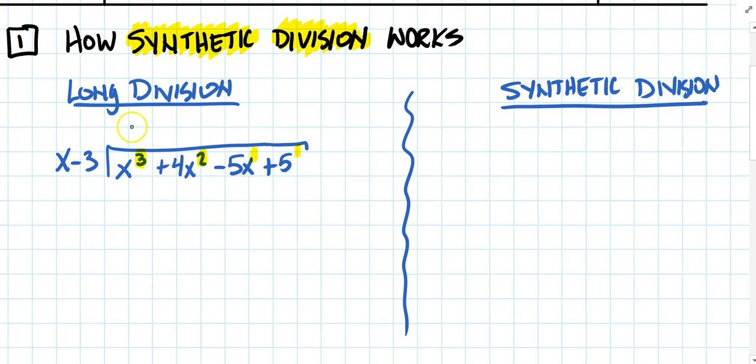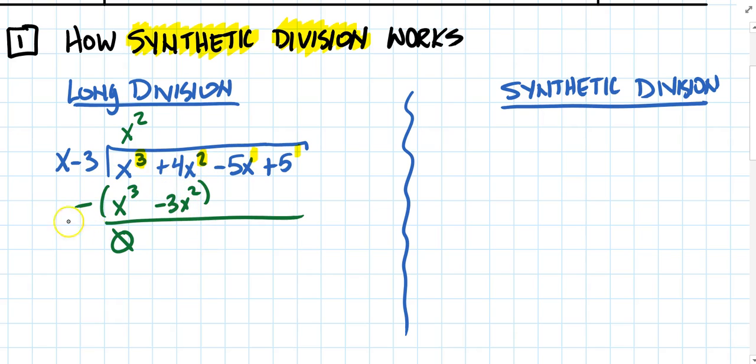So x goes into x to the third, x squared times x gives me an x to the third. X squared times negative 3 is negative 3x squared. Draw a line, subtract the entire amount. So x to the third minus x to the third is 0 by design. 4x squared minus a minus gives me 4x squared plus 3x squared, which gives me a positive 7x squared, and bring down my negative 5x.